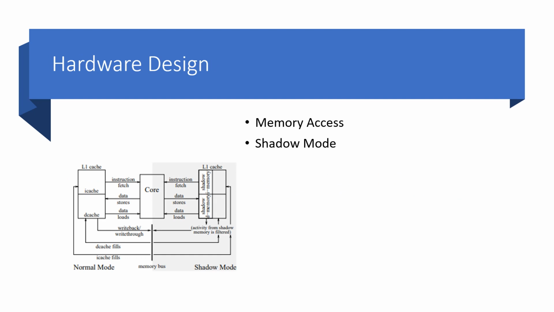Now, let's take a look at the hardware designs. The mechanisms designed in this study are memory access and shadow mode. Memory access provides the attacker the ability to surpass the memory management unit and access the memory. The shadow mode, on the other hand, allows the attacker to perform invisible malicious firmware.